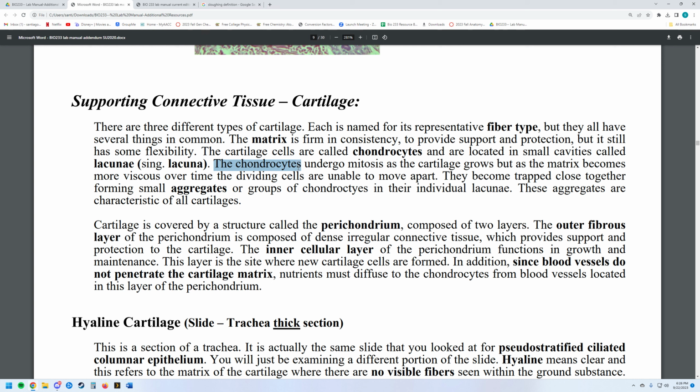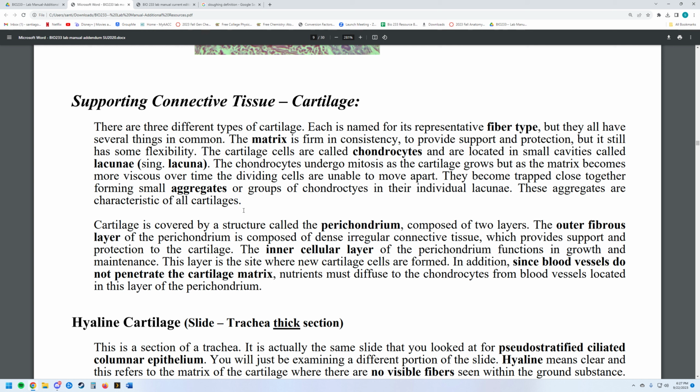Sounds better. The chondrocytes undergo mitosis, so that's cell division, right? As the cartilage grows, but as the matrix becomes more viscous over time, the dividing cells are unable to move apart. They become trapped close together, forming small aggregates or groups of chondrocytes in their individual lacunae. These aggregates are characteristic of all cartilages. So all cartilages are going to divide and split and grow, and eventually the matrix is going to become too viscous and they're not going to be able to move far, and they're just going to be, boom, here we go.